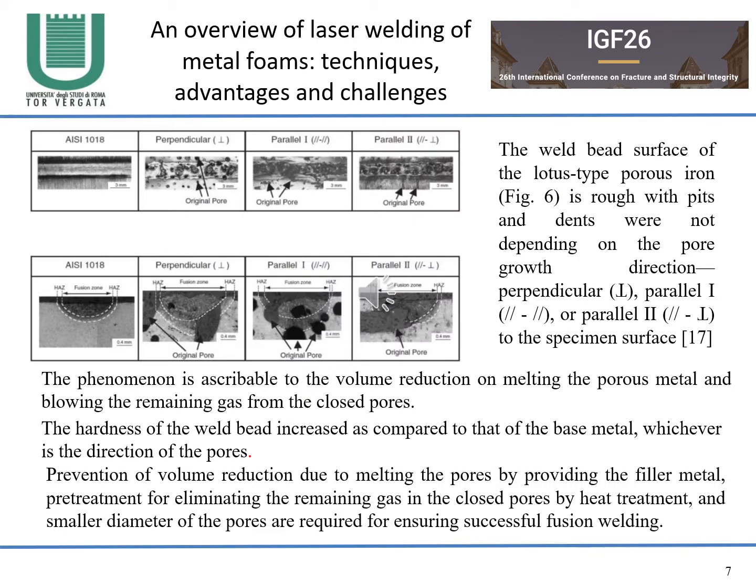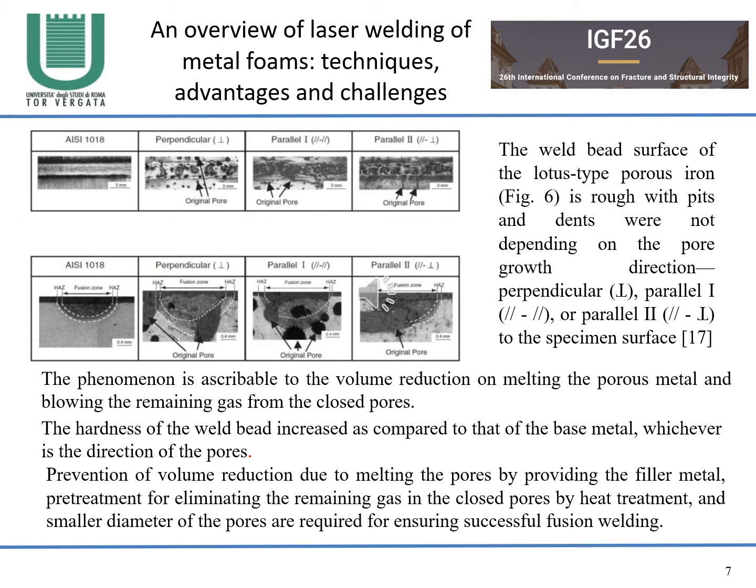The weld bead surface of the Lotus-type porous iron is rough with pits, and these were not dependent on the pore growth direction, whether perpendicular or parallel to the specimen surface. The phenomenon is ascribable to the volume reduction on melting the porous metal and blowing the remaining gas from the closed pores.